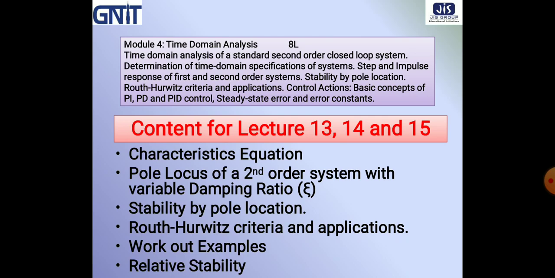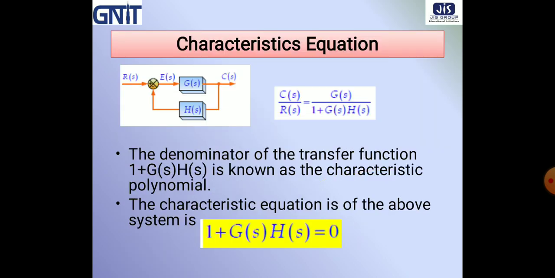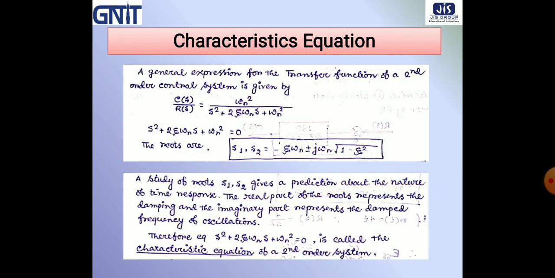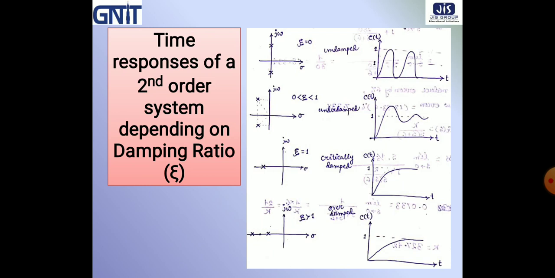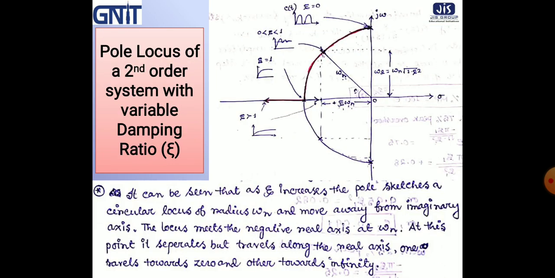Before going to today's topic, let us have a quick recap. This is our characteristic equation, represented by 1 plus G(s)H(s) equal to 0, where G(s) is the forward path transfer function and H(s) is the feedback path transfer function. And these are the pole loci of the second order system with variable damping ratio.